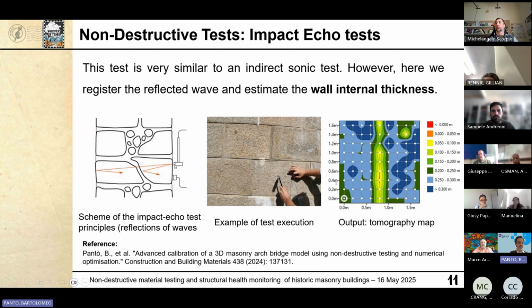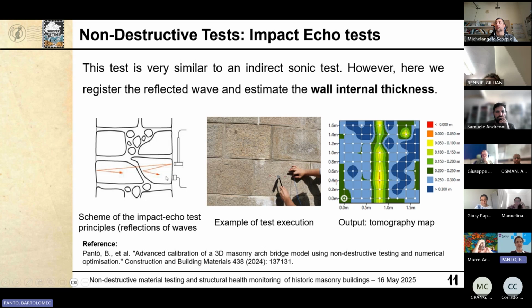So with this hammer we produce a sonic wave, and in this case we are interested in the reflection. When we have any discontinuity, in our case, for instance, at the end of the wall, the external leaf, and the starting of the inner poor material, then this wave is reflected. We capture this signal, more or less in the same way, with an accelerometer. Processing this signal, we are able to estimate the distance, basically the thickness.